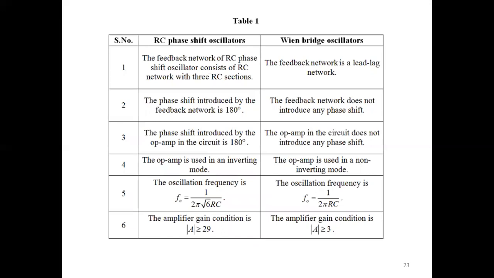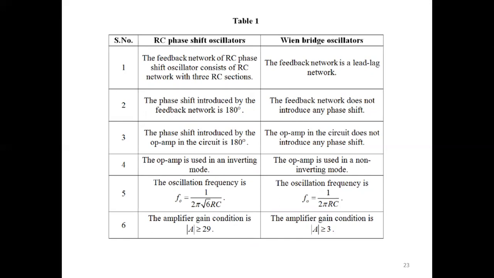In the Wien bridge, the op-amp does not introduce any phase shift because here we are connecting to the non-inverting terminal. In RC phase shift, the op-amp is used in the inverting mode. In Wien bridge, the op-amp is used in the non-inverting mode. The oscillator frequency F0 is equal to 1 divided by 2 pi root 6 into RC for the phase shift oscillator. The oscillation frequency F is equal to F0, equal to 1 divided by 2 pi RC, for the Wien bridge.